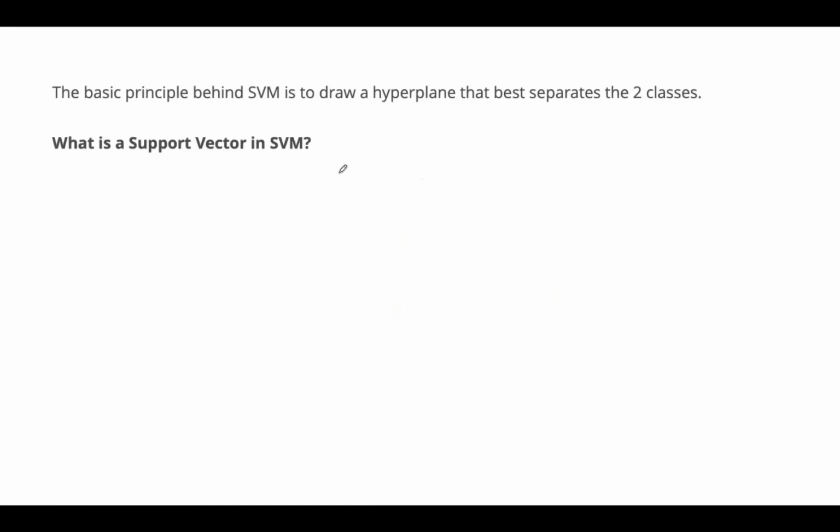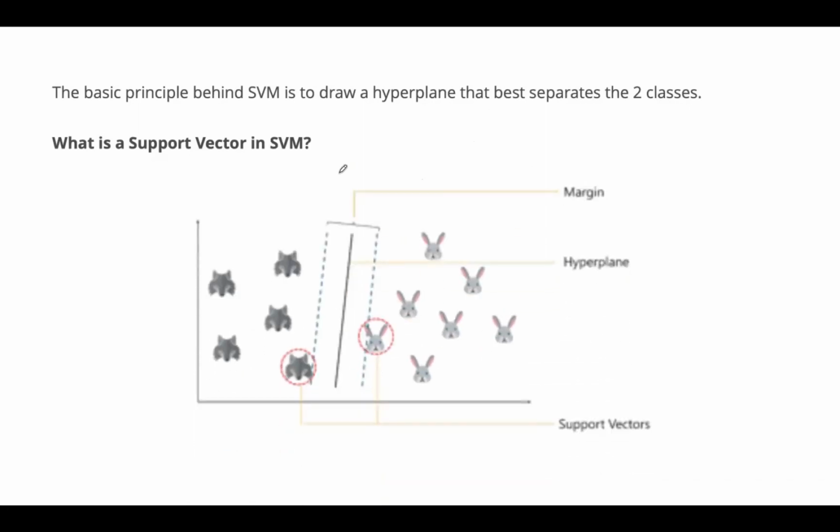So what is a support vector in SVM? Here, let us draw a random hyperplane. You can check the distance between the hyperplane and the closest data points from each class. Here you can see this is the closest data point from the hyperplane, whereas from this class, this is the closest data point. These closest data points to the hyperplane are called support vectors.